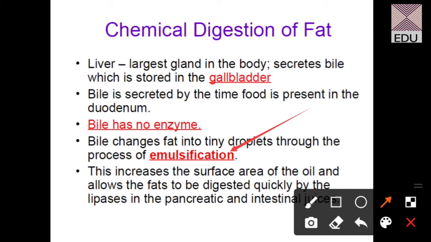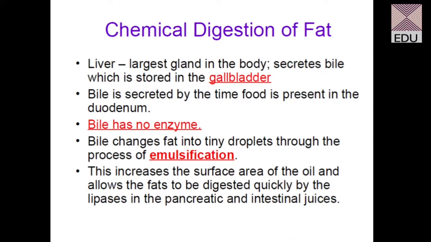So upon emulsification, the fat is changed into small tiny droplets, and those droplets will be further digested by lipases, and that lipase is from two sources. First source is the pancreas, which we call the pancreatic lipase, and second is the intestine. So we can have lipases from both pancreas as well as the intestine. So they are respectively called the pancreatic lipase and the intestinal lipase. This is the process of emulsification.